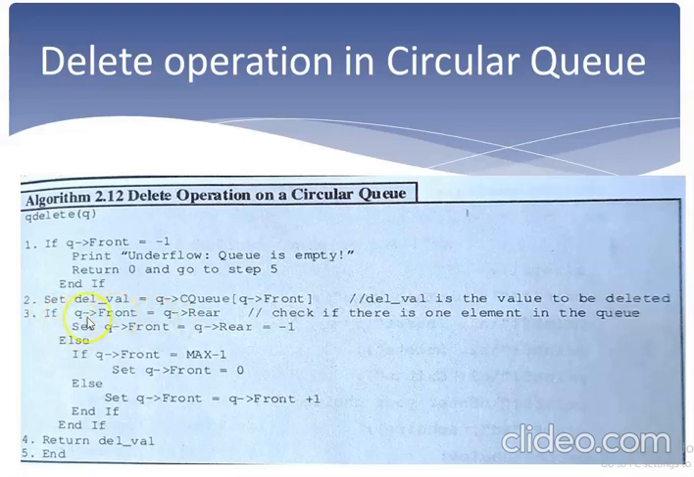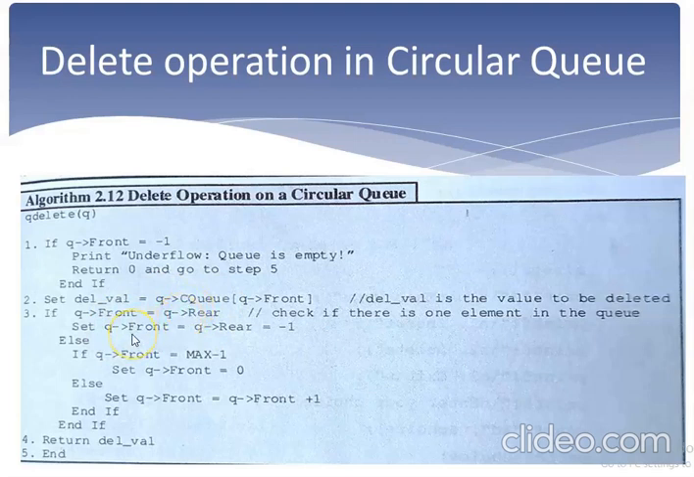Otherwise, we are checking what if q front and q rear are equal. When does this happen? When front and rear are equal, it means there is only one element left in the queue. In that case, if you are removing that element, we have to reset the value of front and rear to -1. This is one condition, if there is only one element left in the queue. When front and rear have the same value, there will be only one element in the list and we are removing that element.